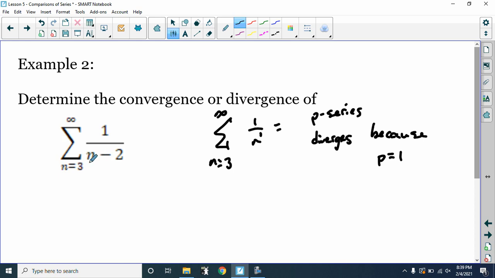This one here, we are subtracting 2 from n, so if I'm subtracting 2 from the denominator, this is going to have a smaller denominator, which, if I divide by a smaller number, is going to give me a bigger number. So we can say 1 over n minus 2 is greater than or equal to 1 over n for all n greater than or equal to 3. Therefore, these two series do the same thing. This diverges. This is always bigger, therefore this also diverges.